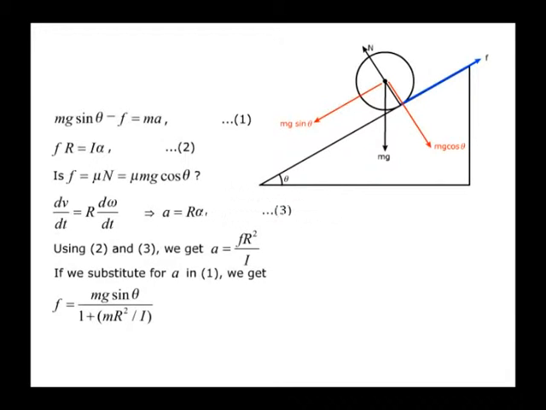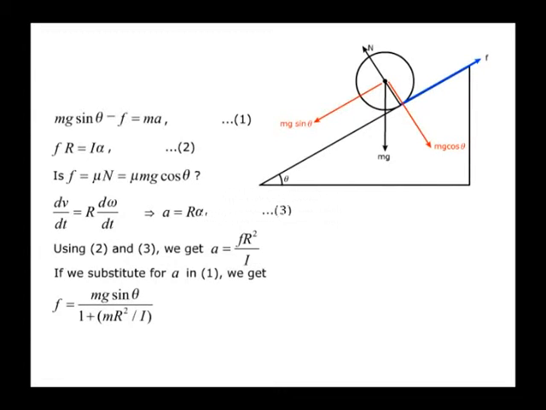For the linear motion of the cylinder down the plane, we can write mg sine theta minus F is equal to ma, where F is the static frictional force. On the other hand, for the rotational motion, we can write F into R is equal to I into alpha. Now, what is the value of the static frictional force? Is F equal to mu n or equal to mu mg cos theta?